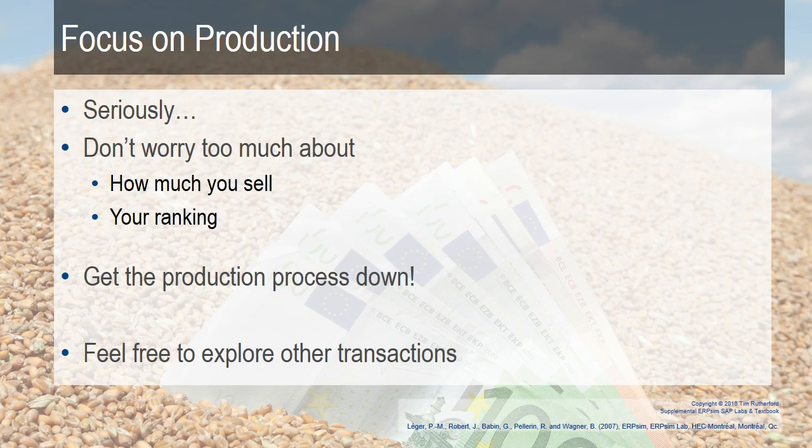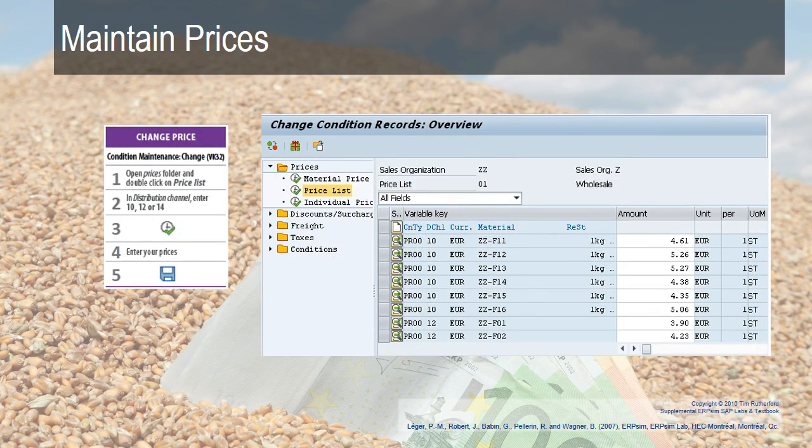But really, focus on production at this point. There's a lot of information, but the production process needs to be down. So don't worry about how much you're selling, don't worry about your ranking, just get that production process down. Look at other transactions if you have time for it, but until you have production down, don't worry about the strategy side. So just an overview of those couple of things you can do.